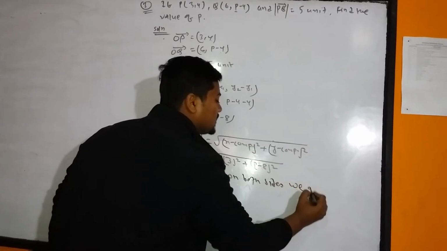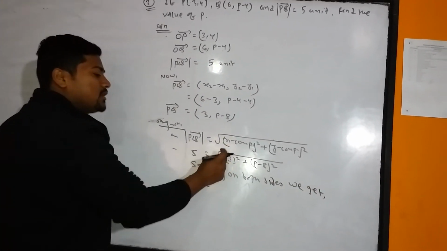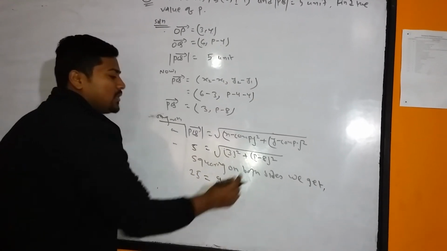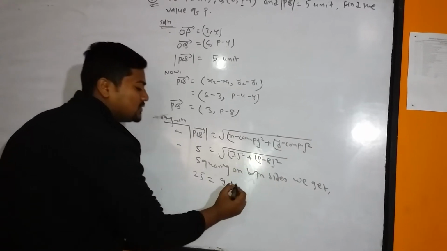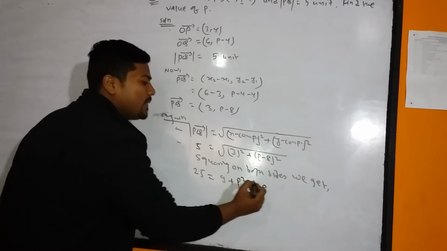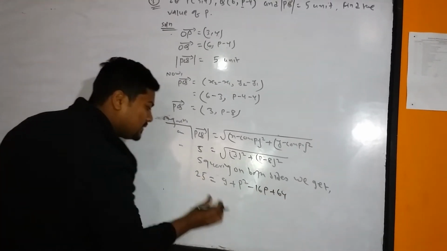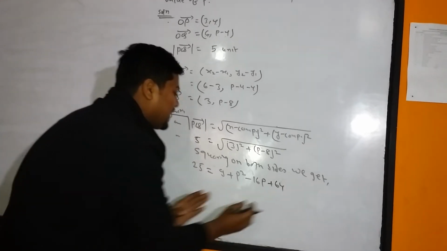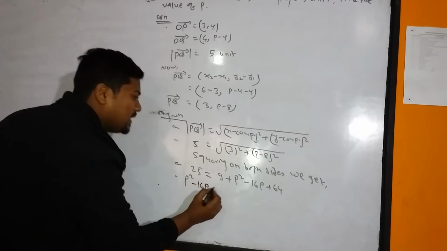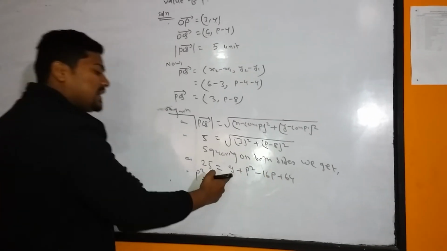Now what do we get? 5 square is 25. Squaring on both sides means the root is removed. Here 3 square is 9, plus we use the (a minus b) whole square formula: a square minus 2ab, that is p square minus 16p, plus b square, which is 64. Now bring everything from the left-hand side to the right-hand side. So p square minus 16p, and if you add 64 plus 9, what will come?